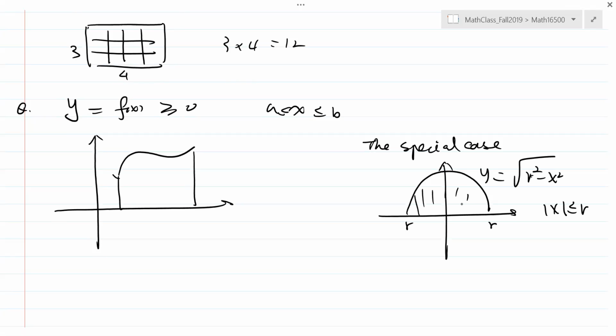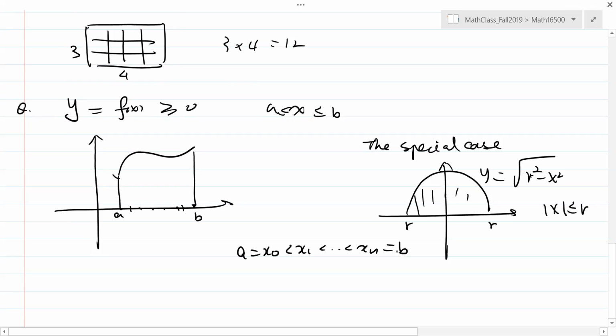So the idea is that we're going to cut this region into many slices. You partition the interval, not necessarily into equal sizes. So a equals x0 less than x1 less than and so on up to b. That's just an arbitrary partition. Then you look at the i-th term, so this is x(i-1) and this is xi.